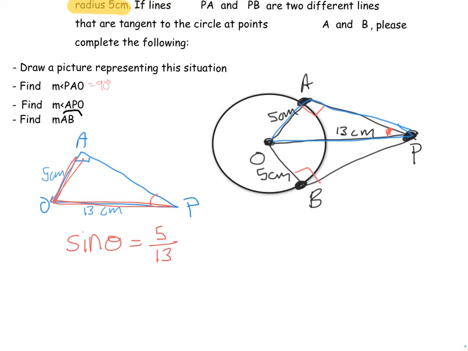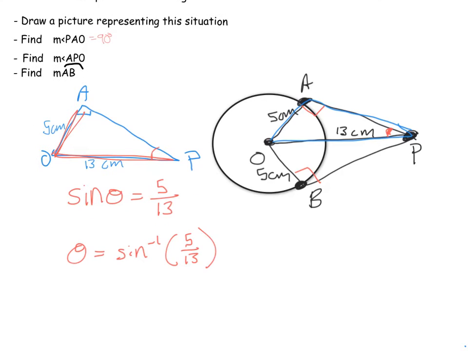So just like we practiced the other day in class, if I have an angle that I need to solve for in my trig ratio, I know I'm going to have to take an inverse trig function. So in this case, I'm going to have to take the inverse of sine in order to get theta by itself. Then when I type that in my calculator, the inverse sine of 5 over 13, it's going to give me that theta is equal to 22.62 degrees. And that's going to be my measure of angle APO. So I got that part done.